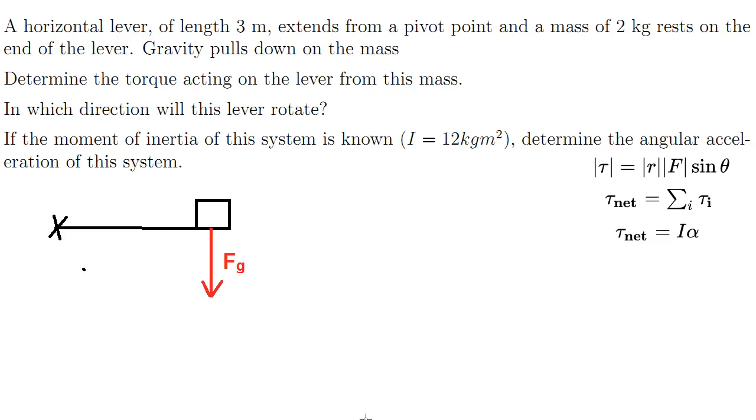Now, to illustrate this idea of torque, we're going to solve a sample problem here. So here we have a horizontal lever. It's 3 meters long, extending from a pivot point, which is marked by this black X here. There's a 2 kilogram mass resting on the end, and gravity is going to pull downwards on the mass with its standard acceleration due to gravity of 9.8 meters per second squared.